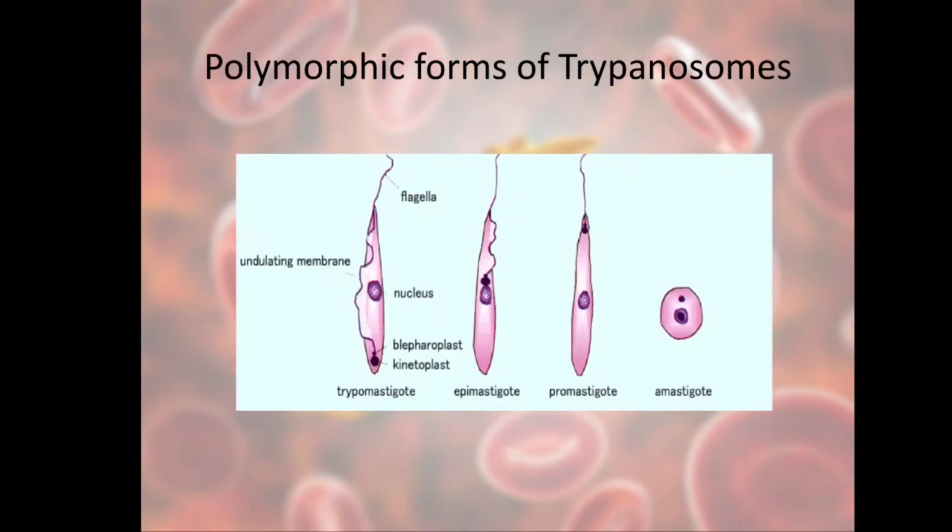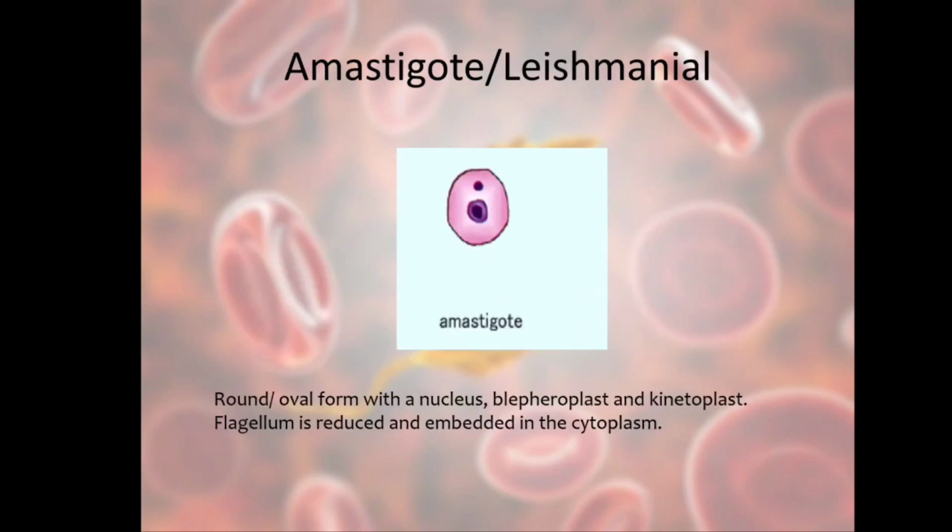Now the trypanosomes are said to exist in multiple polymorphic forms. And there are 4 important polymorphic forms that have been recognized. Let us look at them one by one. The first form is the amastigote form. In this form, the organism is round or oval. There is a nucleus present along with the blepharoplast and kinetoplast.